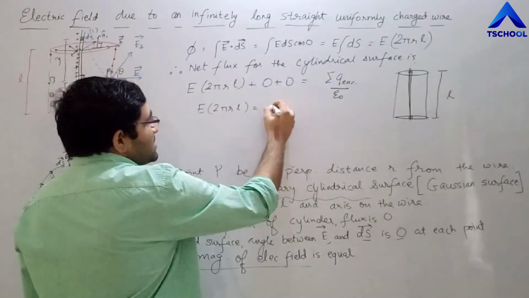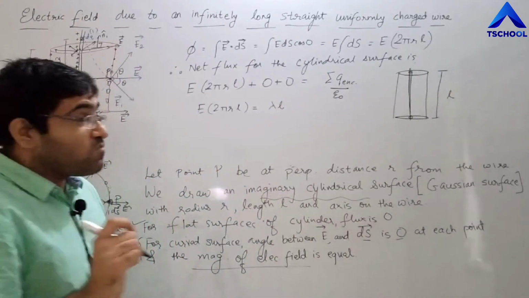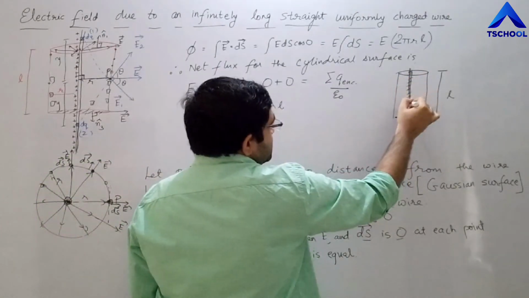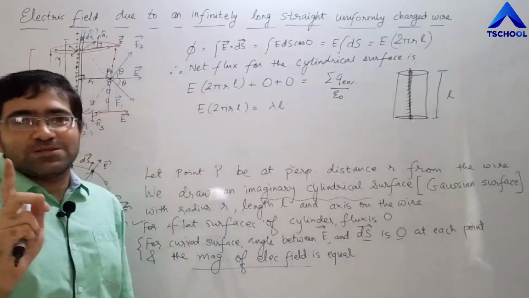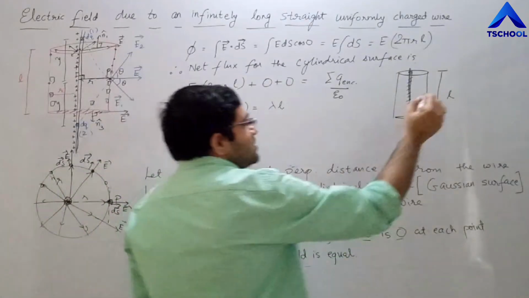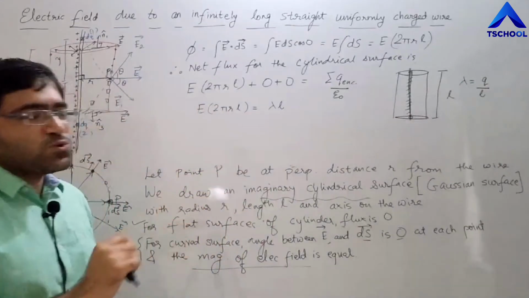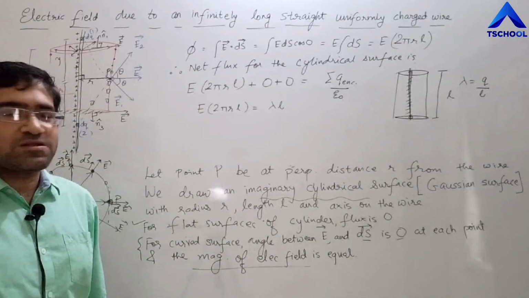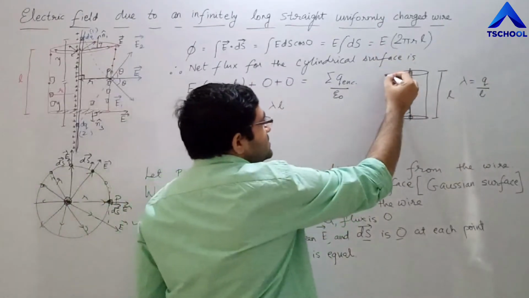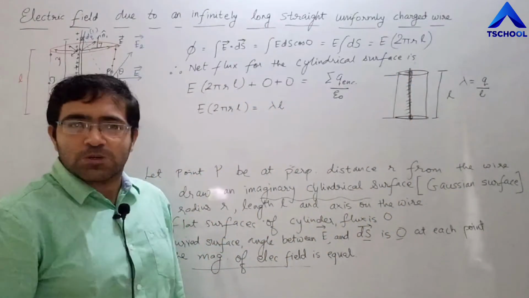So do you realize that it's going to be lambda into L? Why so? Because the charge enclosed is the charge held in this portion. Its linear charge density is lambda, and the charge we have to find is lambda into L, because the definition of lambda is charge upon length, so charge Q divided by the length L of this portion only, not of the whole wire. We are only talking about the charge in this portion between these 2, so we only take the length of that portion.